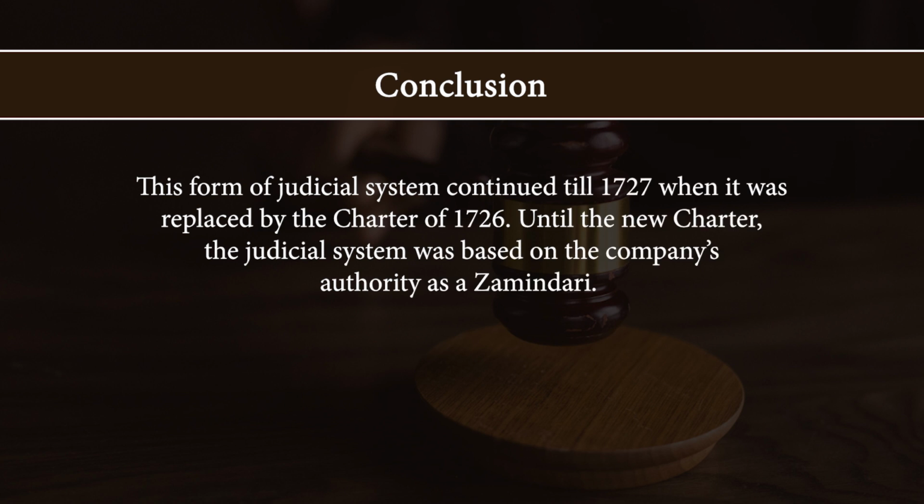This form of judicial system continued till 1727, when it was replaced by the Charter of 1726. Until the new charter, the judicial system was based on the company's authority as zamindar. After 1727, the system derived its authority from the Royal Charter. It was only through the Charter of 1726 that a uniform judicial system was introduced in the three presidency towns of Bombay, Madras and Calcutta.